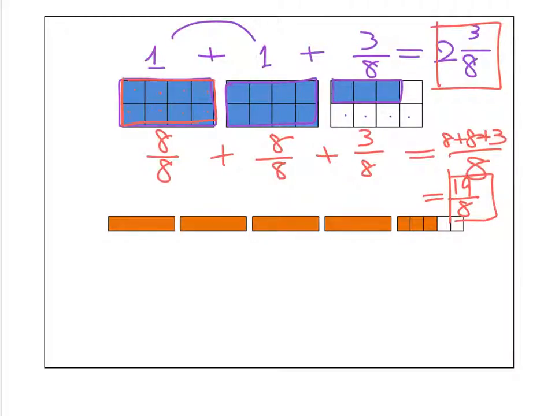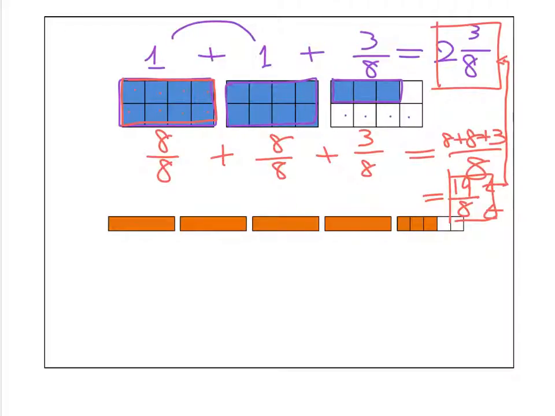Notice here, I have an improper fraction where the numerator is greater than the denominator. When the numerator is greater than the denominator, it can be rewritten into a mixed number. And it also means that my total quantity is greater than 1. In this case, my total quantity is slightly greater than 2. Okay, so that's the blue bars.